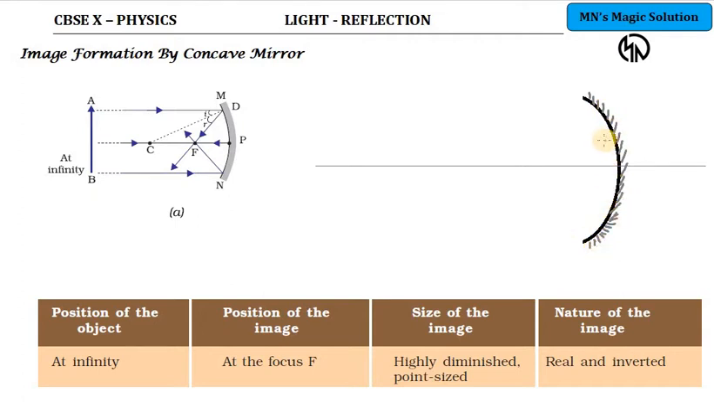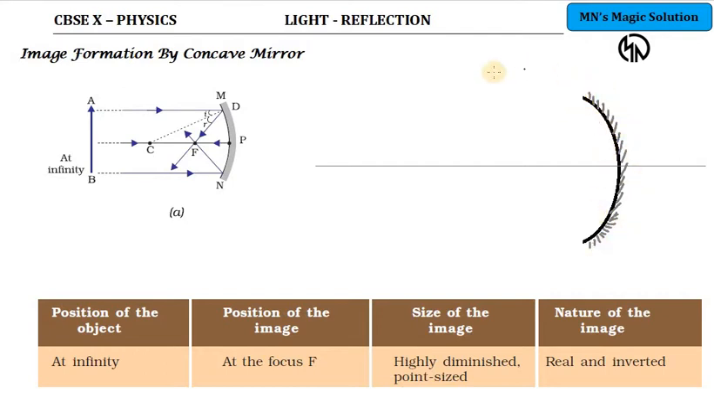Always keep in mind that the reflecting surface will be facing towards the left and the non-reflecting surface will be towards the right, whether it is concave or convex. Now if you look at this diagram, it is a concave mirror. The reflecting surface is curved inwards and the outer surface, which is the polished surface, is outside.